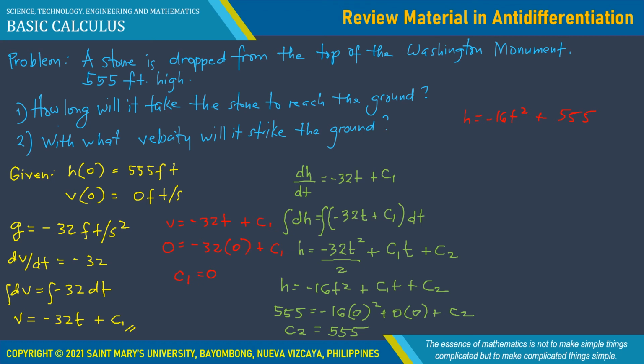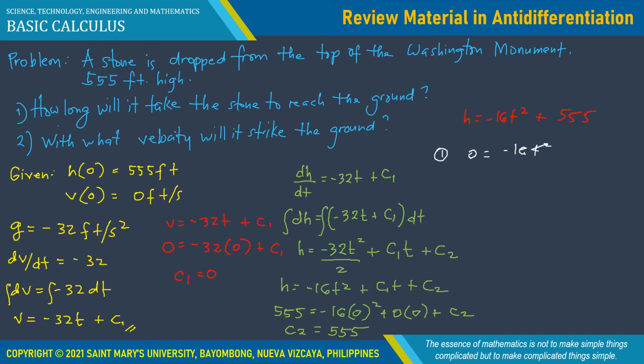Okay. So, masasagot na natin yung mga question. Question number 1. So, we have, sabi doon, how long will it take the stone to reach the ground? So, meaning, kung nasa ground na siya, ang height ay 0. So, yung height equation, i-equate lang natin sa 0. So, 0 is equal to negative 16 t squared plus 555.